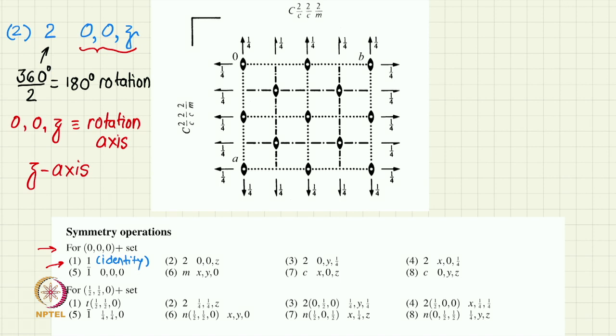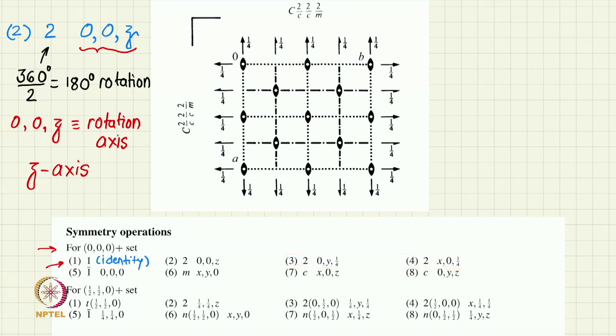So, that means this symmetry operation 2, which we are discussing now, is a two-fold rotation, a 180 degree rotation about the z axis, passing through the origin and parallel to the z direction. So, similar information is there. There are other two-fold axes represented as operation 3 here, and then there is an operation 4 there.